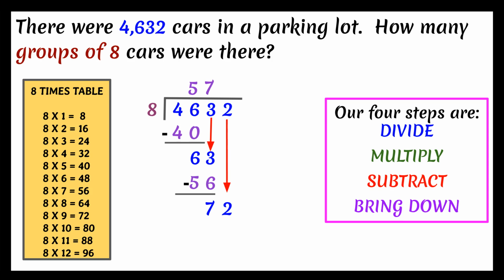We ask, how many groups of 8 can we get out of 72? We know that 8 times 9 equals 72, so we place 9 in the quotient. Multiply 8 by 9, which is 72, and subtract 72 from 72, which equals 0. We found that there are 579 groups of 8 cars. Good job! Now, try to solve the next problem on your own.